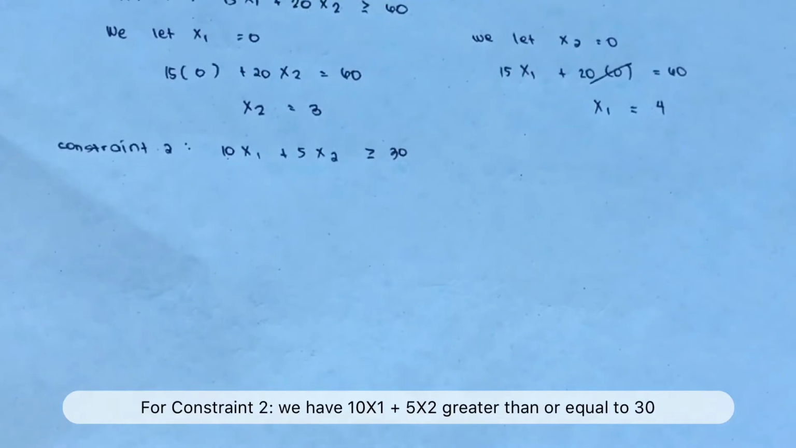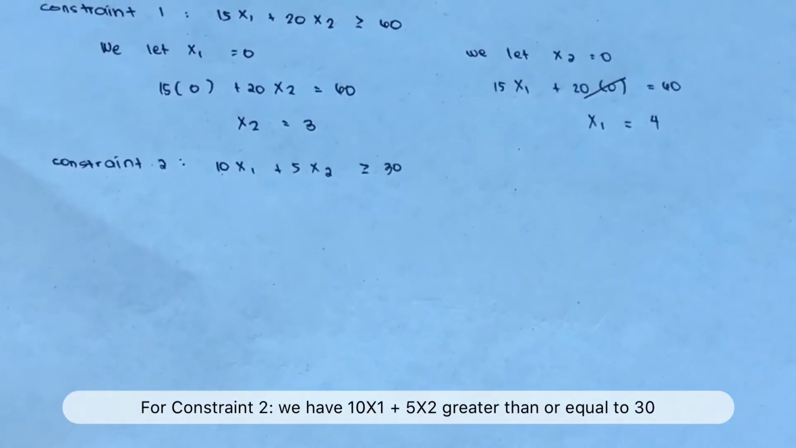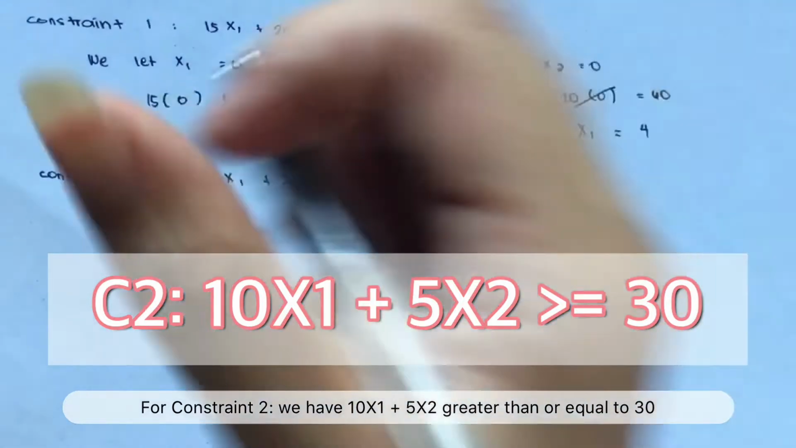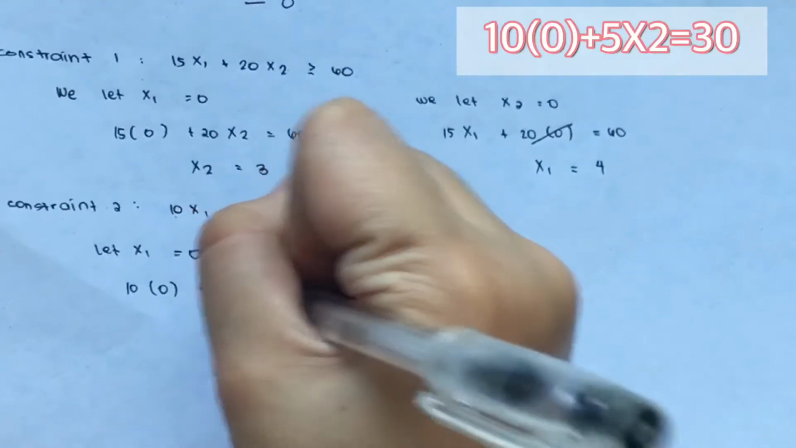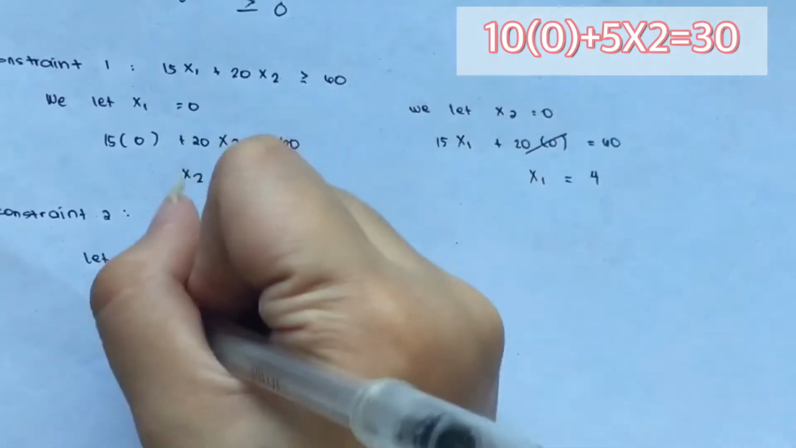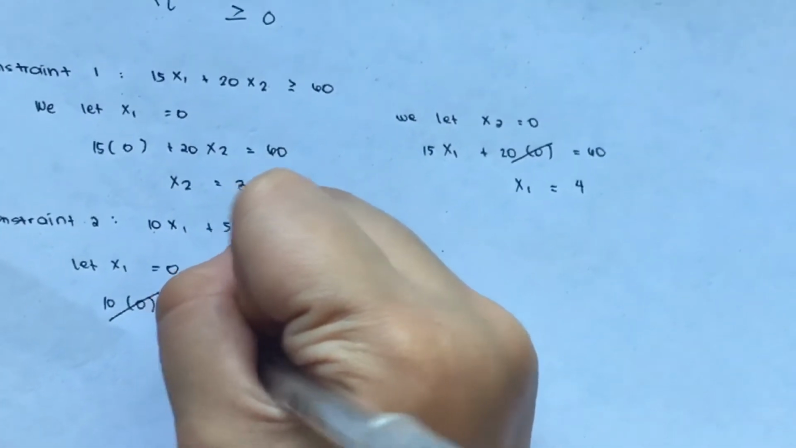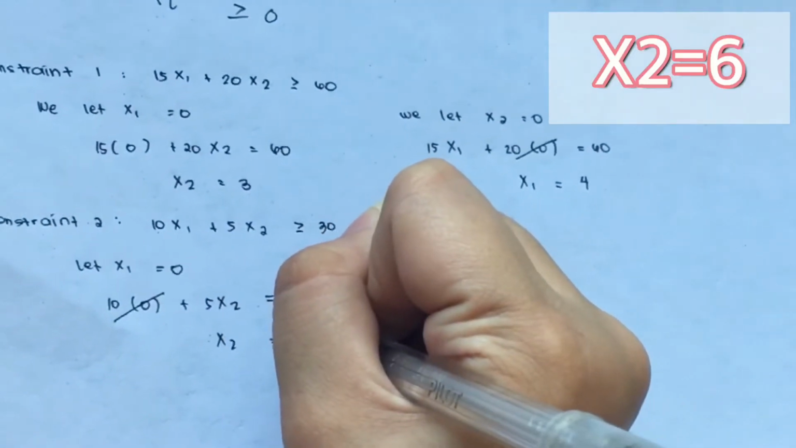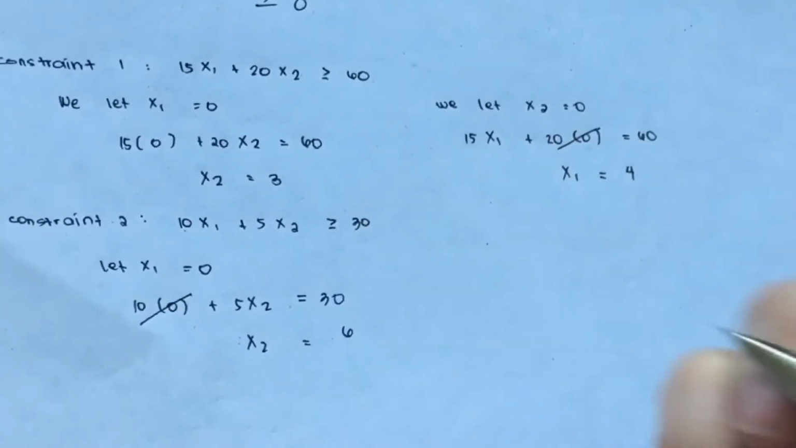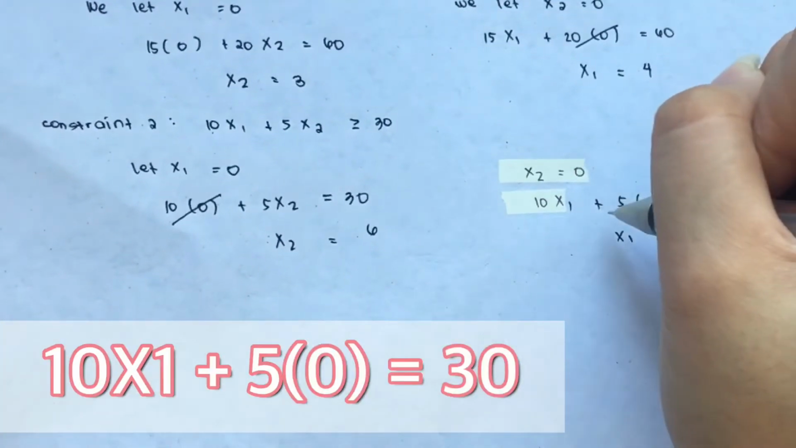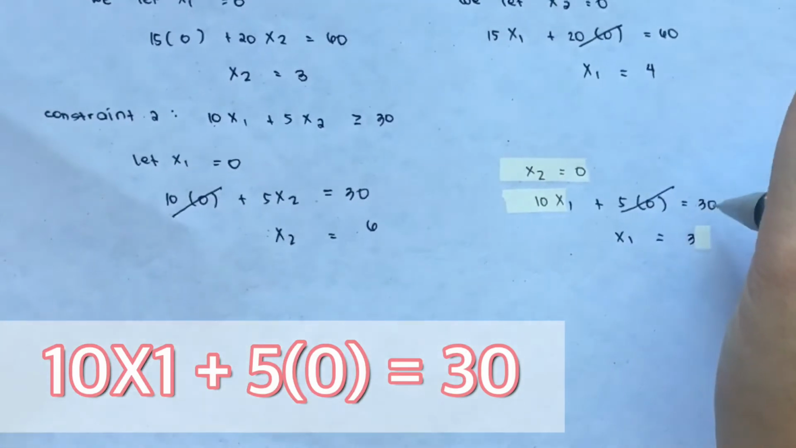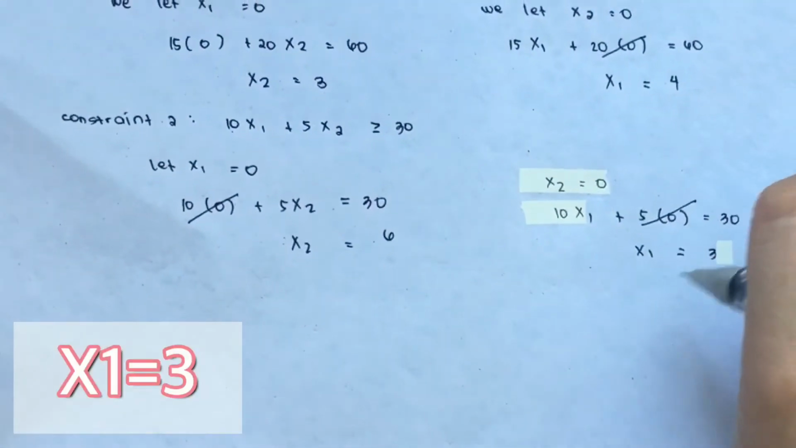For constraint 2, we have 10x1 plus 5x2 equals 30. We let x1 equal 0, so 10 times 0 plus 5x2 equals 30, so x2 is equal to 6. We let x2 equal 0, so 10x1 plus 5 times 0 is equal to 30. So we get x1 equal to 3.